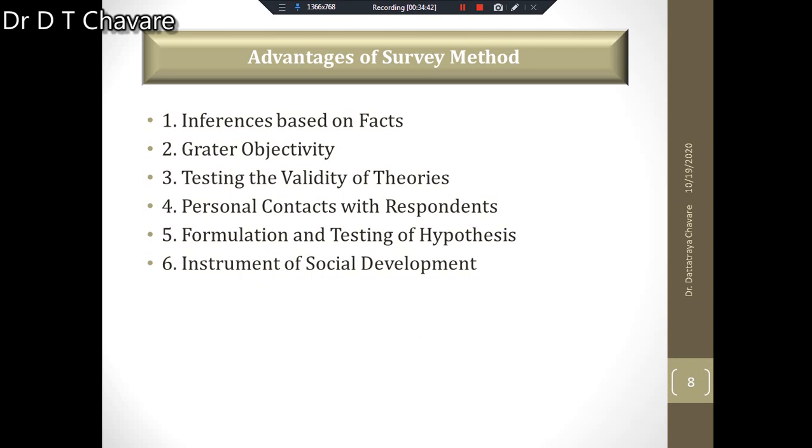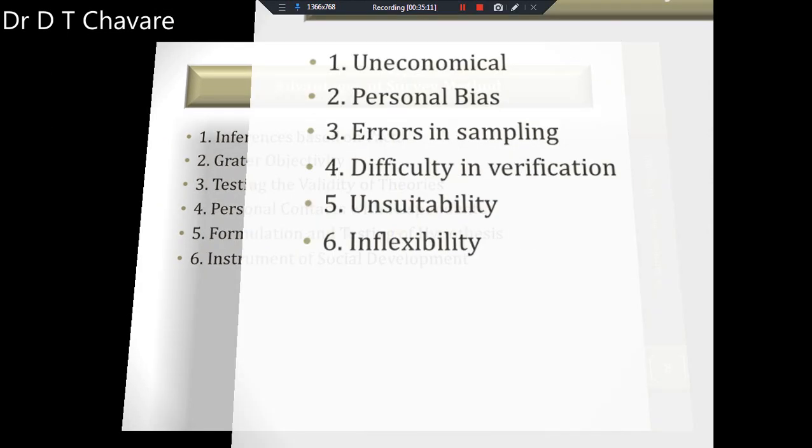Inferences based on fact. Next, greater objectivity. Next, testing the validity of the theories. Next, personal contacts with respondents. Next, formulation and testing of hypotheses. And the last advantage of the survey method is that it is an instrument of social development. It means that with the help of the survey method, we can contribute to the development of society. Okay, these are the advantages of the survey method.